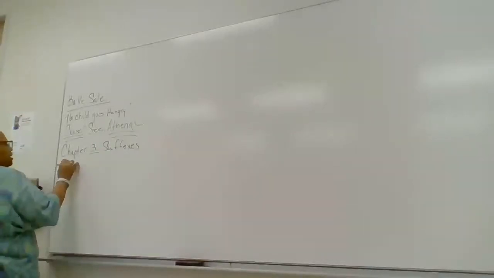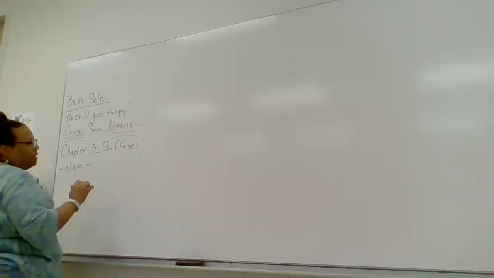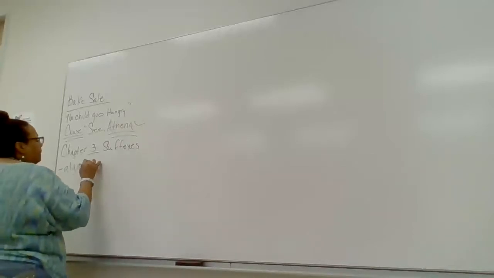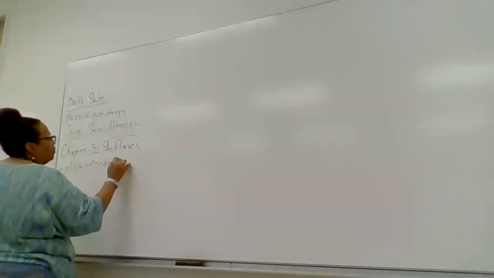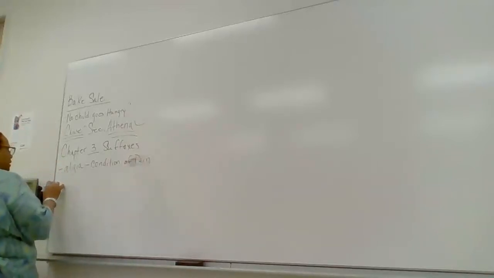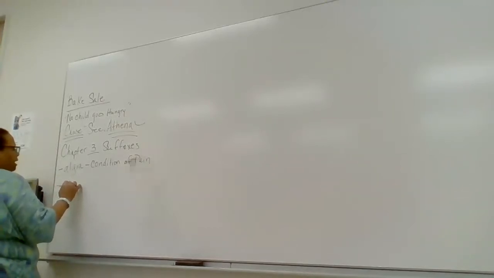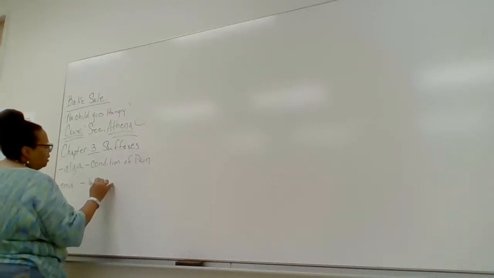And algia, is that the first word, Karen? Yes. Okay, what is the meaning? Condition of pain. Condition of pain. And what is the next one? Emia. How do you spell it? E-M-I-A. Okay, and what does that mean? Blood condition.